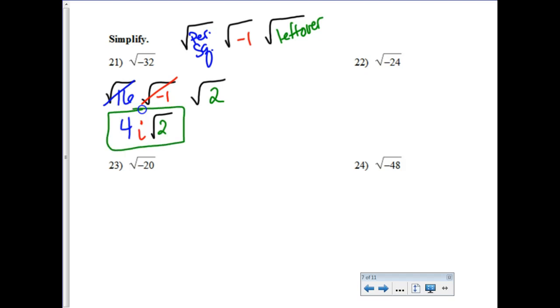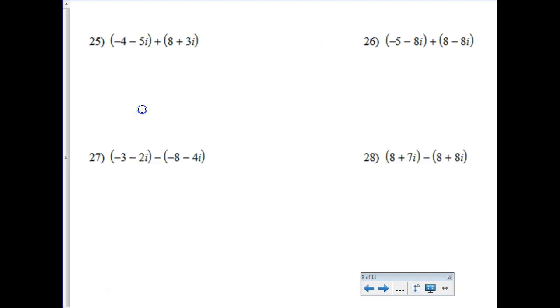There's 3 more examples of that. I suggest you guys practice those. Some of you have a real tough time simplifying just basic square roots, so maybe go back to just practicing that for a while before you involve the i into it.